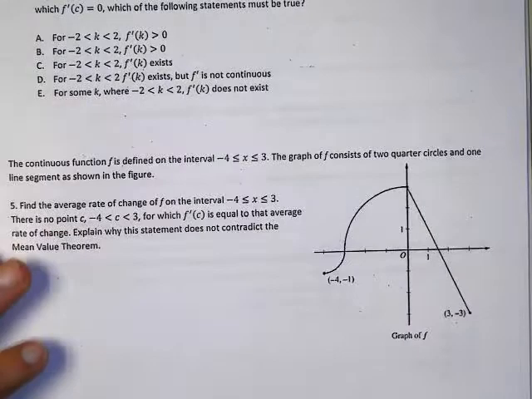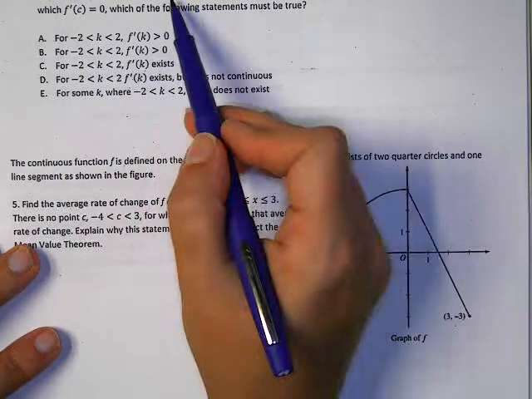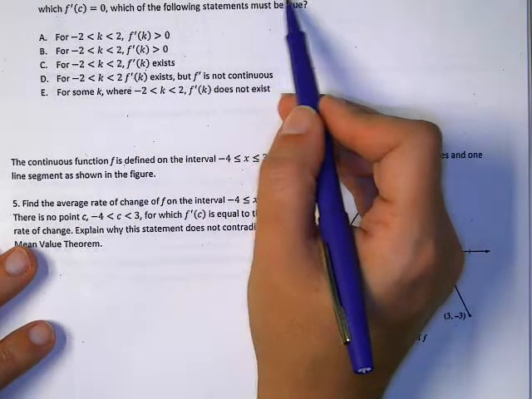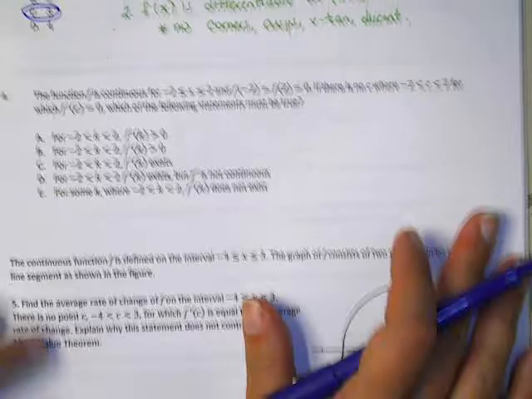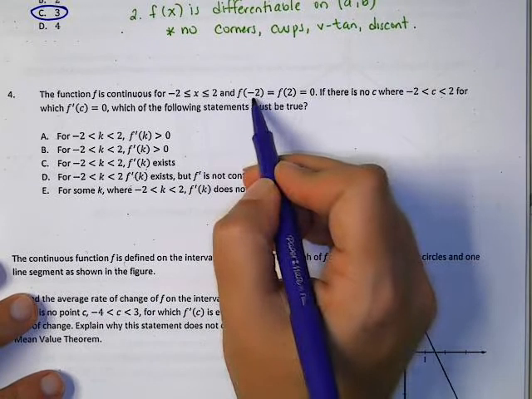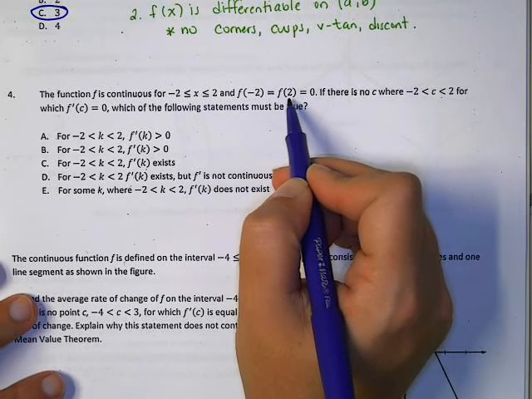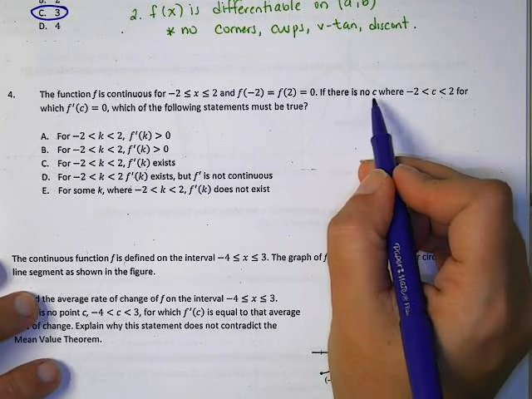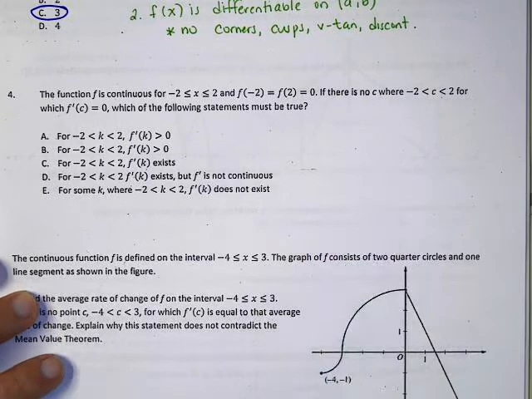All right, for number 4, a function f is continuous between -2 and 2, and f of -2 is equal to f of 2, which is equal to 0. So they're telling you the y value when you plug in -2 is 0, and the y value when you plug in +2 is 0. If there is no c between -2 and 2 for which the derivative is 0, which of the following statements must be true?